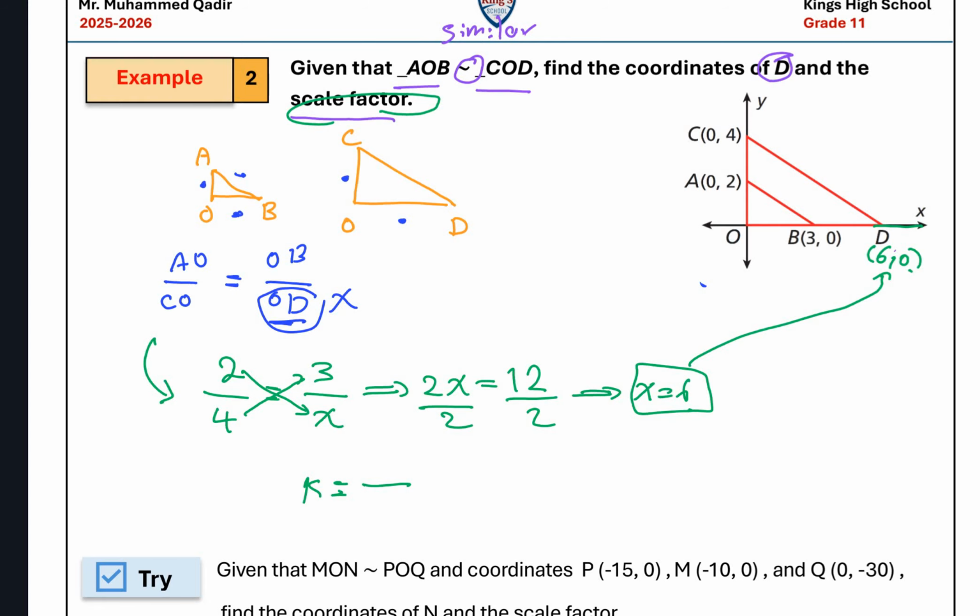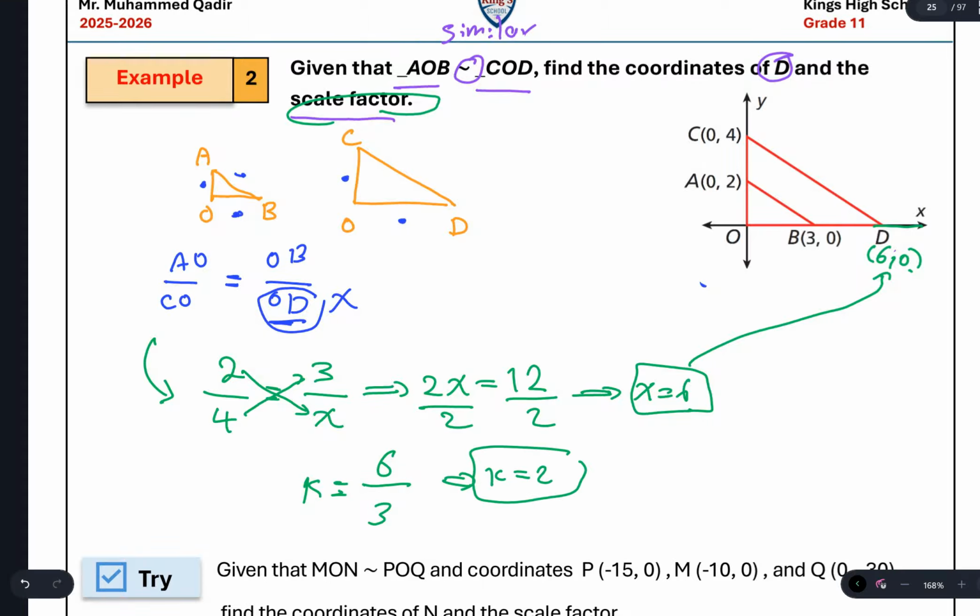So I can say either 6 over 3, which is OD over OB, or I can say OC over OA. So 6 over 3, K equals 2. This is going to be the final answer. All right.